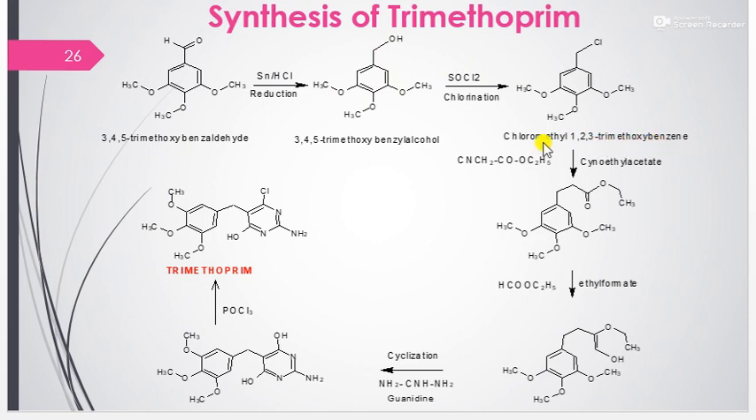This chloromethyl 1,2,3-trimethoxybenzene, when treated with cyanoethyl acetate, will give an intermediate. This intermediate, when treated with ethyl formate, will form the next compound, which undergoes cyclization in presence of guanidine. This cyclized compound is then treated with POCl3 to give trimethoprim.